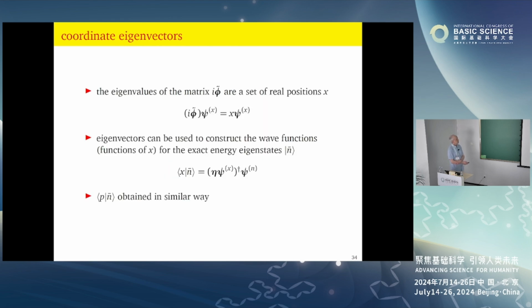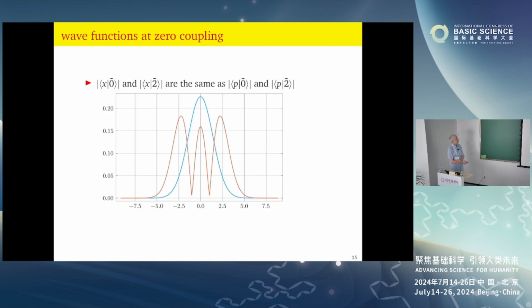First of all, note that I'm talking about the exact energy eigenstates, so they do depend on the coupling. These wave functions are going to depend on the coupling. So let's first of all look at zero coupling. I'm giving the wave functions for the ground state and the second excited state. That looks like this. And because I'm at zero coupling, the momentum wave functions are the same.